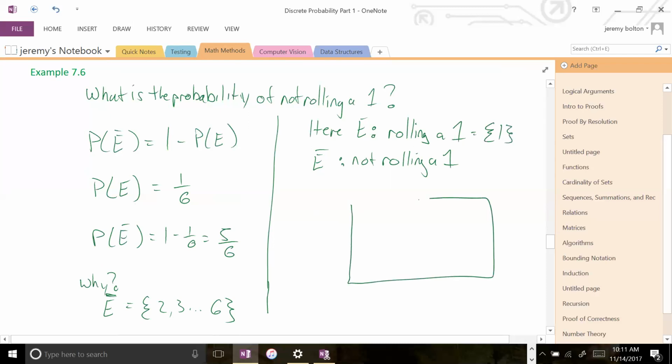And so if we had our set or our universe of discourse, our sample space S, and again we have all of these outcomes possible. And here we have E, rolling a one. If this is not E, and we have 5 elements in there, we're just subtracting 1 from 6, and we have 5 remaining, and creating a ratio of 5/6.